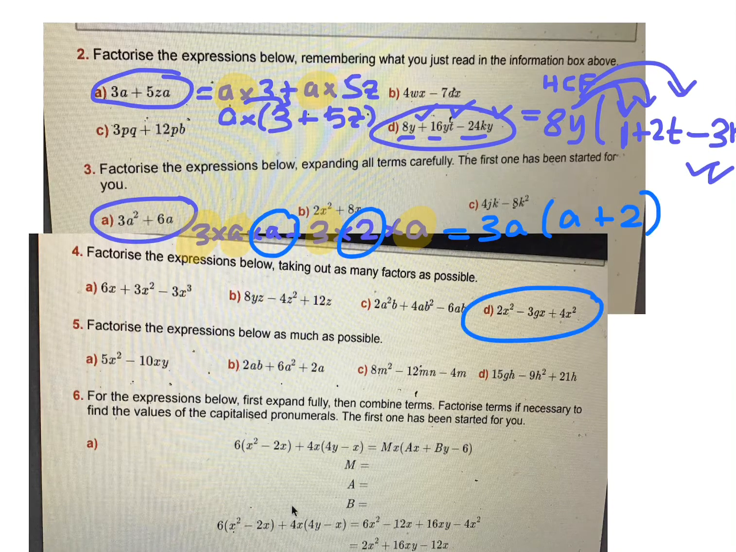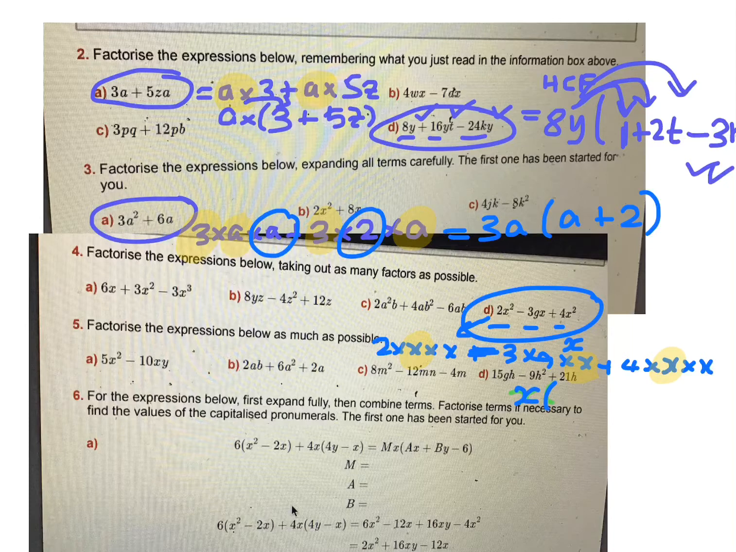Okay, we're just going to look at this one. So what's common? What goes into all of them? There's no number that's common, but there is an x, so I'll take an x out. Because you can see that this is 2 times x minus 3 times g times x plus 4 times x. So when you're looking for what's common, I can see that throughout here there is 1x. I can't take 2 x's out because the second one has a g. So if I took out the 1x, what would be left? That would be 2. Let's just highlight that in red.